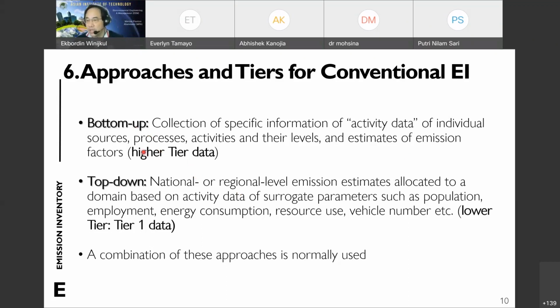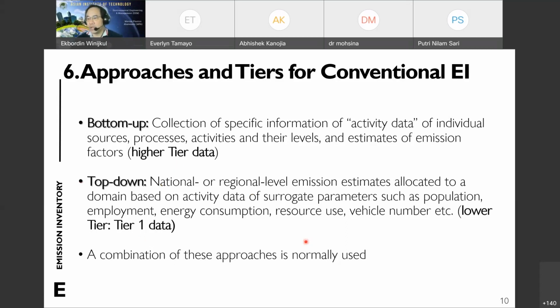We have three tiers when we consider emission inventory development. Tier 3 is going to be the highest, and the data is also going to have the highest quality. Tier 1 is going to be the lowest, and the data is not going to be as detailed as tier 3. So for the bottom-up, the quality of the data that we will get is going to be higher tier data. For the top-down, because we use not-detailed data, usually national scale data or regional scale data, the level of the tier that we will get is going to be lower tier data.